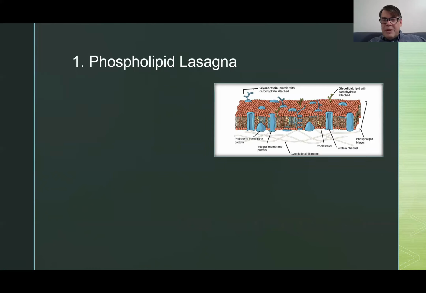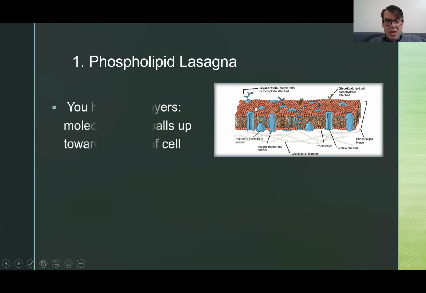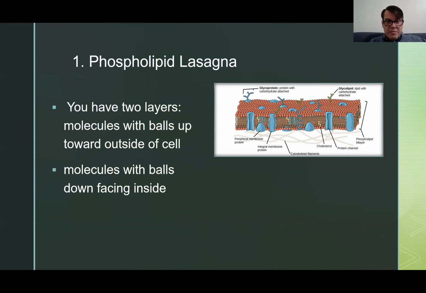So the phospholipid lasagna, this mess in the middle here. Okay, so you've got two layers, balls up and balls down, and they're facing each other. The balls are the more phosphate part. The balls face down inside at the bottom, and they face outside at the top. So this is actually in a sphere. And then, okay, so we're going to talk about hydrophilic parts of these molecules and hydrophobic.